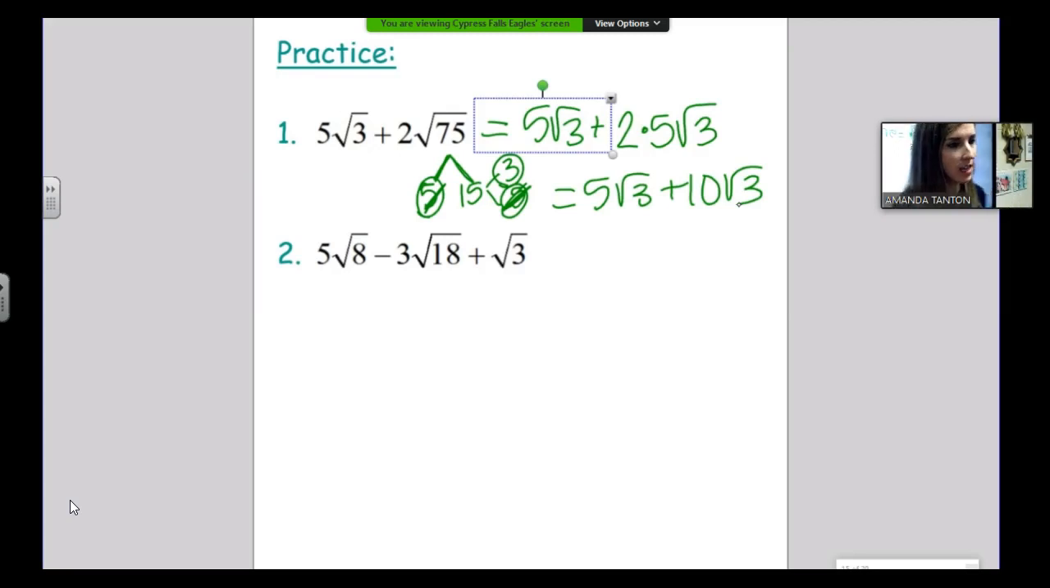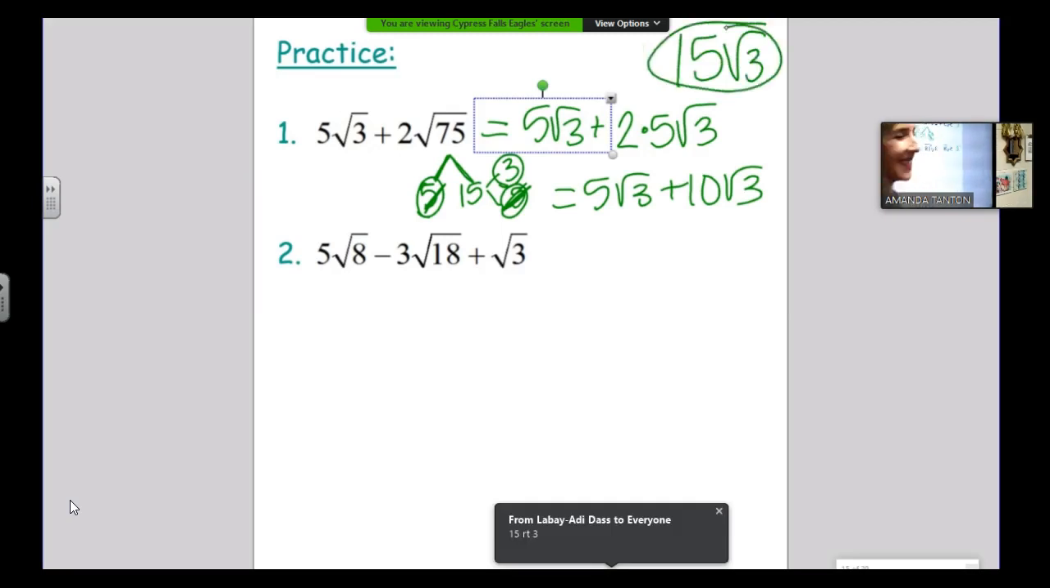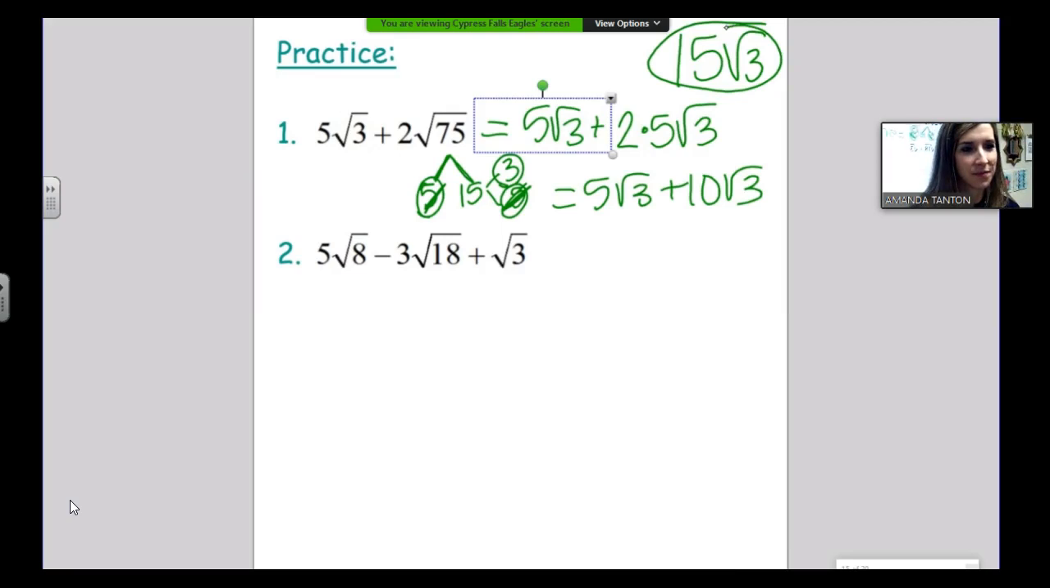What's the answer? What's going on? I said, what's the answer? Yeah, 15 root 3. 5 root 3's, 10 root 3's. How many do I have? I have 15 of them. 15 root 3.